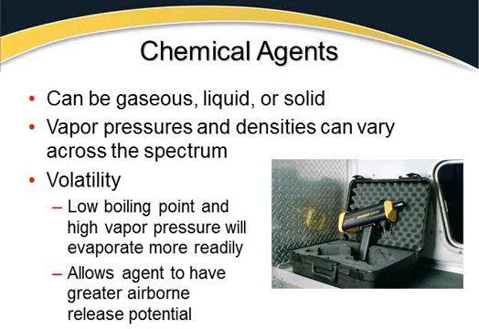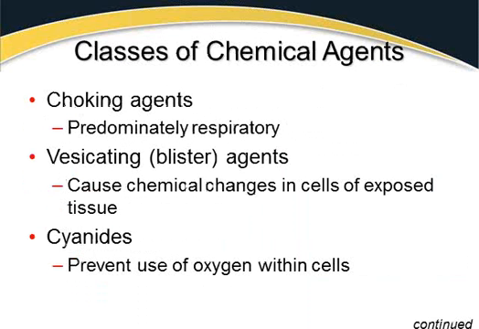So we're going to talk about some of the properties, such as volatility, which means low boiling points and high vapor pressures. It evaporates very easily and comes into the environment. It allows the agent to have greater airborne release potential. In chemical engineering, they can look at a lot of these things and ask, how can we make this evaporate into the environment that quickly?